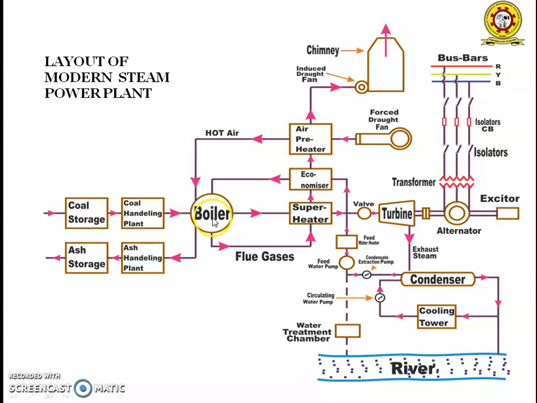After the boiling, some of the ashes get collected at the ash handling plant, and after the ash handling plant, the ashes get stored. From the boiler, flue gases are released, and the flue gases are used for increasing the temperature of the superheater.